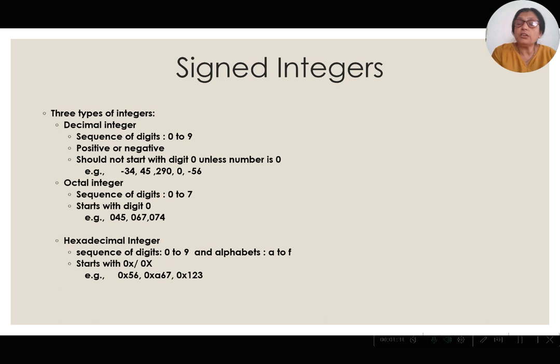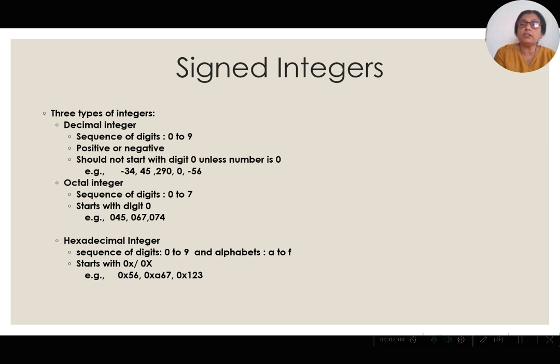It should not start with the digit 0. That means suppose you are writing 5, you cannot write 05. It is only 5. You can use 0 only when you need the digit 0. Suppose you want to write 45, it will be only 45. Look at the examples: minus 34, 4590, 0, minus 56, 1000, minus 1 lakh. All these are integers, that means whole numbers. That's about decimal integer.